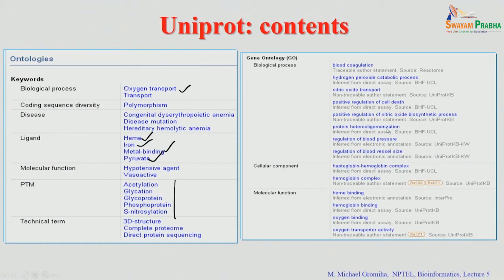Then we go to the ontology. There are different types of gene ontology widely used in the literature: biological process, cellular component and molecular function. They give the different specific subclasses in these different gene ontology categories.